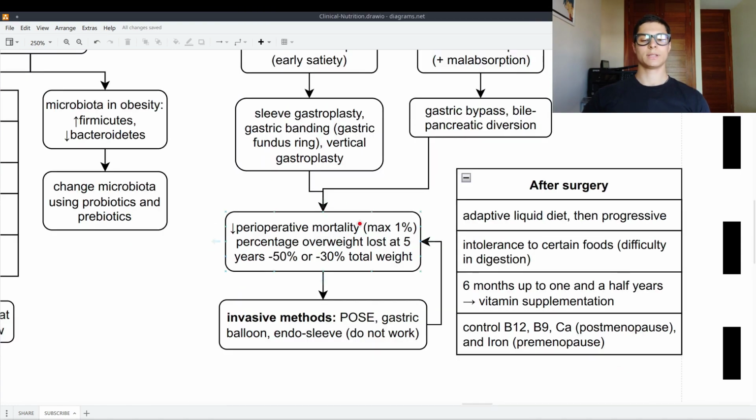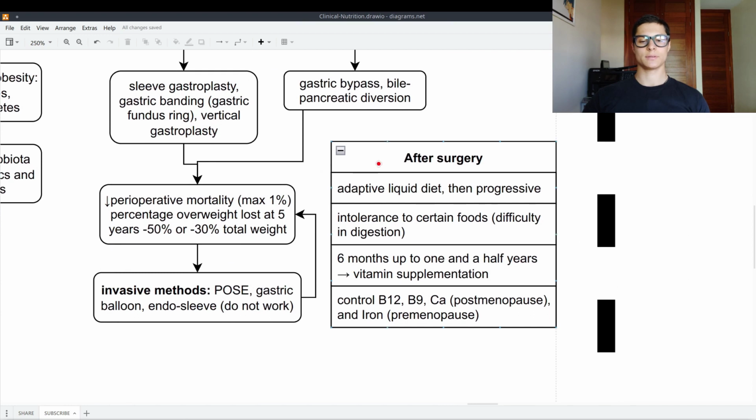The perioperative mortality is very low, it's a maximum of 1%, and the percentage of overweight lost at 5 years after the surgery tends to be from 30 to 50% of the total weight, so it's very effective. There are also some invasive methods that apparently they do not work though, so the bariatric surgery is better than these. After surgery, we have to provide an adaptive liquid diet, then a progressive diet. So liquid, semi-liquid, semi-solid, solid, progressive.